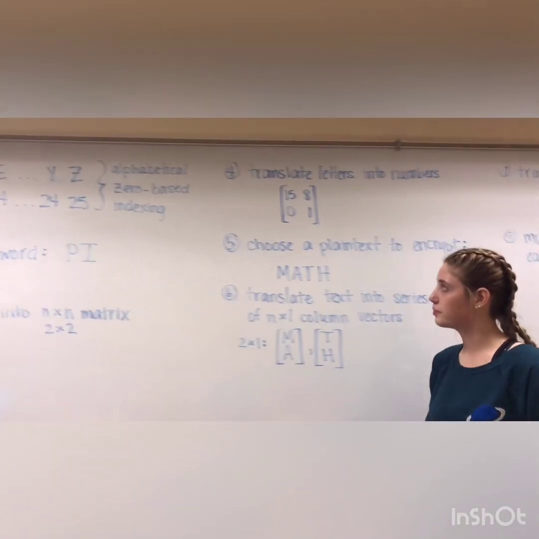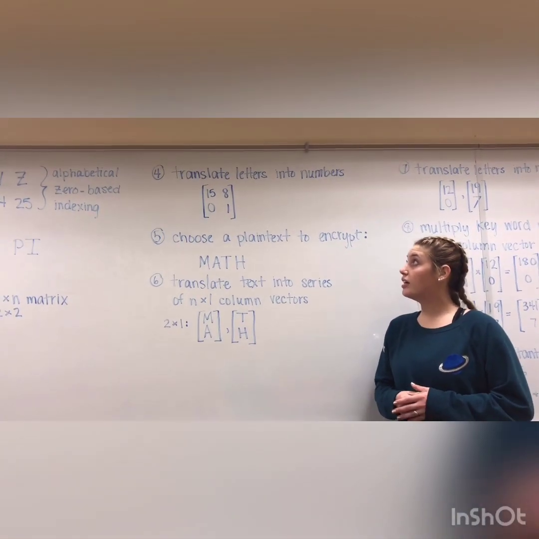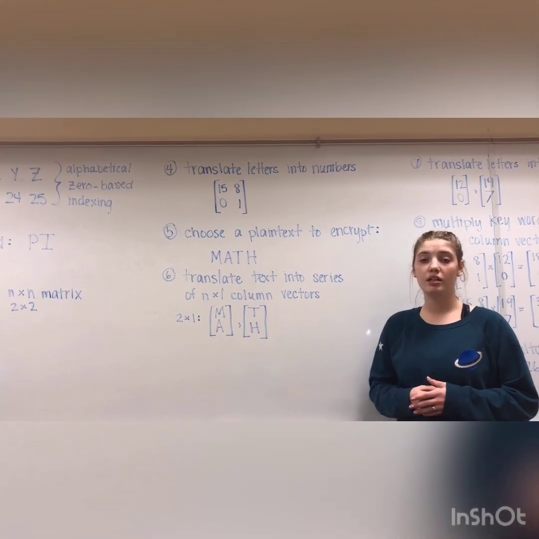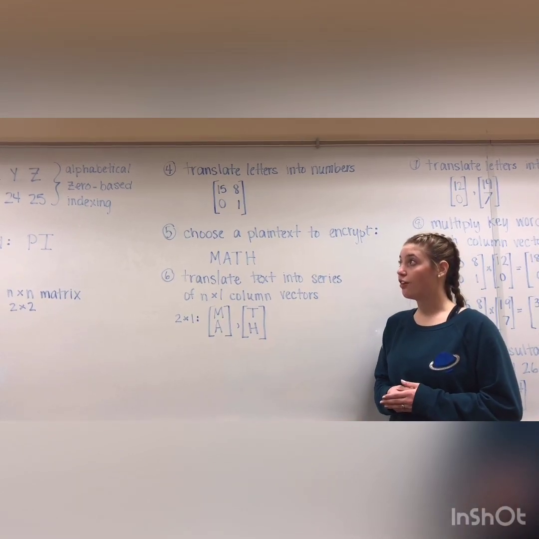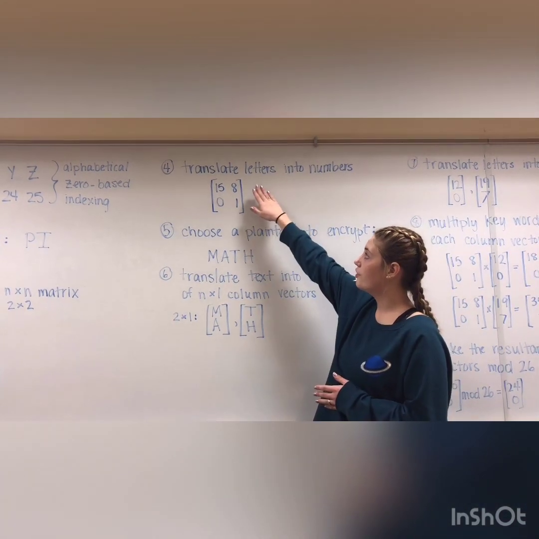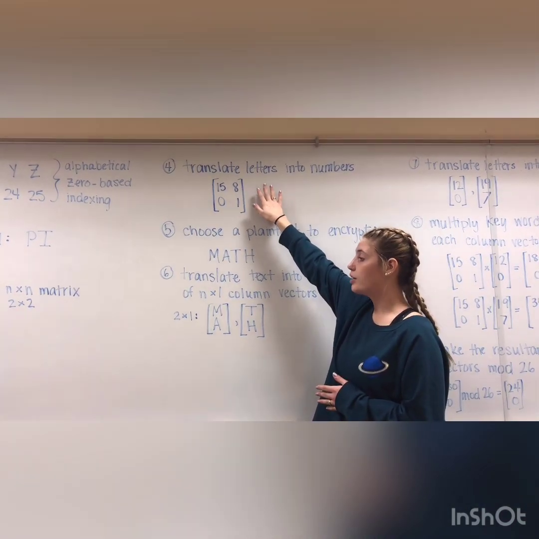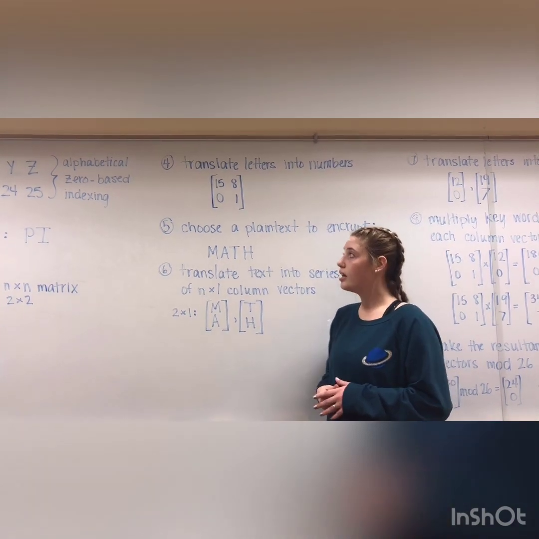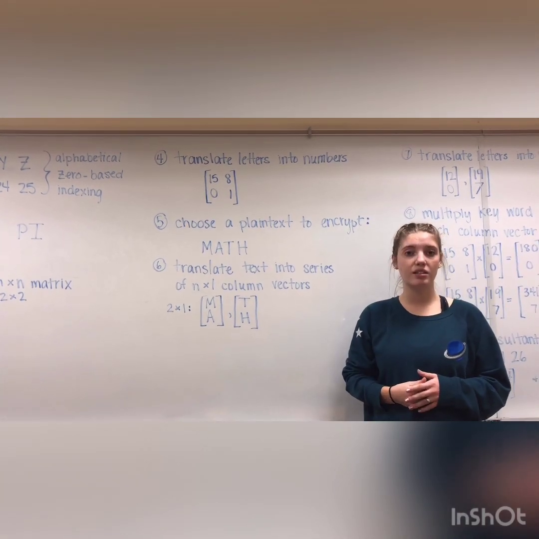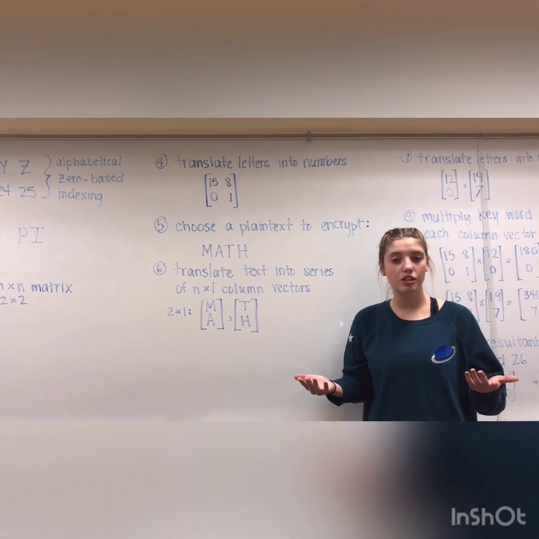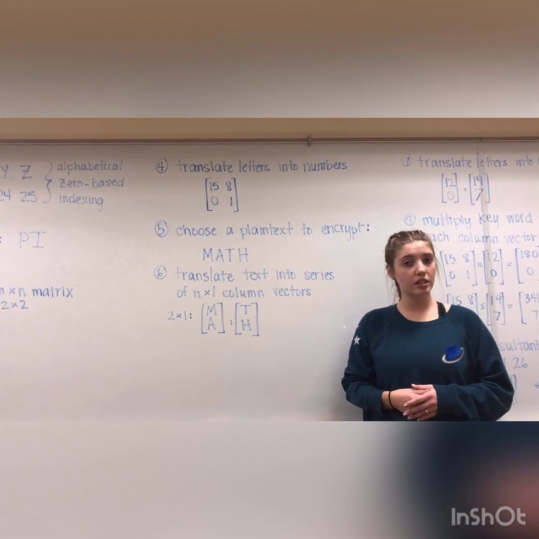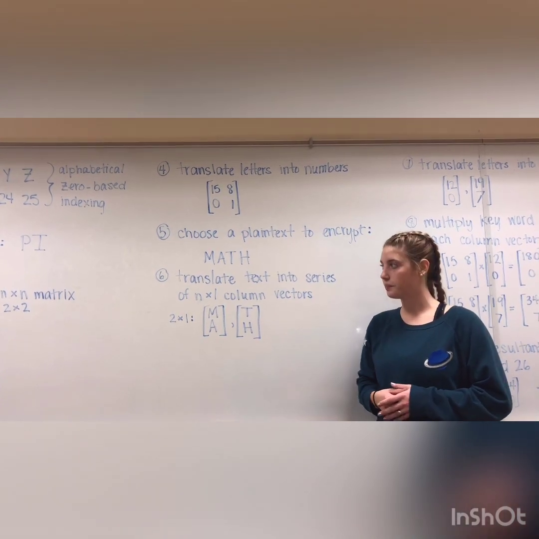Next, step 4 is to translate the letters of our translation matrix into numbers. Using our alphabetical zero-based indexing, we can denote that 15 goes to P, 8 goes to I, 0 to A, and 1 to B. Step 5 is to choose a plain text or message that has had nothing done to it that you would like to send and encrypt that. So for our example, our plain text will be math.